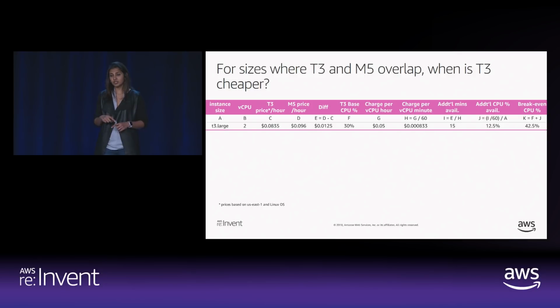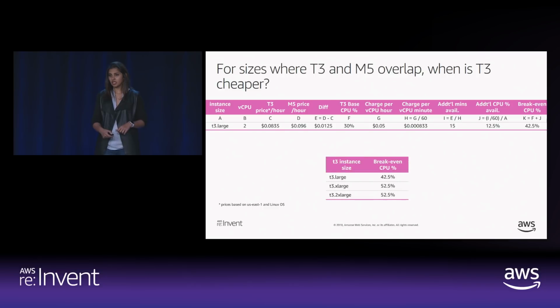Now you take that 100% CPU and spread it out over a 60-minute period. It'll give you the incremental CPU above your baseline for which you can burst at the break-even price. So in this case, it is a 12.5% incremental CPU you get on top of the baseline 30%, giving you the break-even CPU as 42.5%.